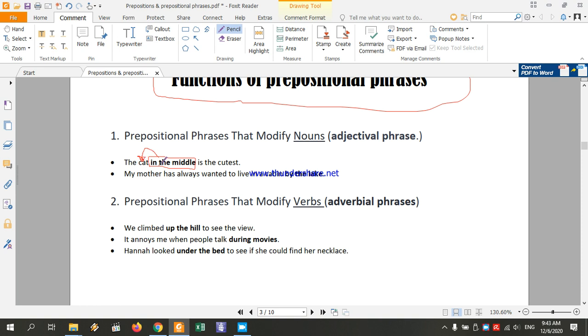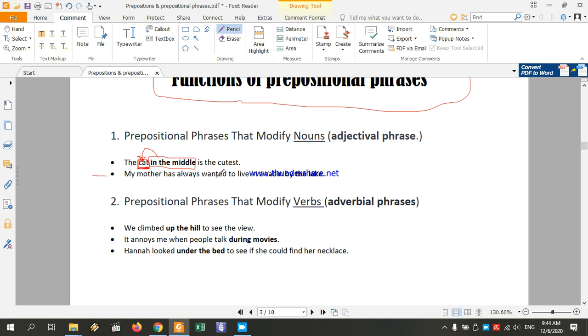So the prepositional phrase in the middle describes or modifies the word cat. It tells us which cat the speaker is talking about: the cat in the middle, not the cat on the right, not the cat on the left. So the prepositional phrase here describes or modifies a noun, which is the cat.